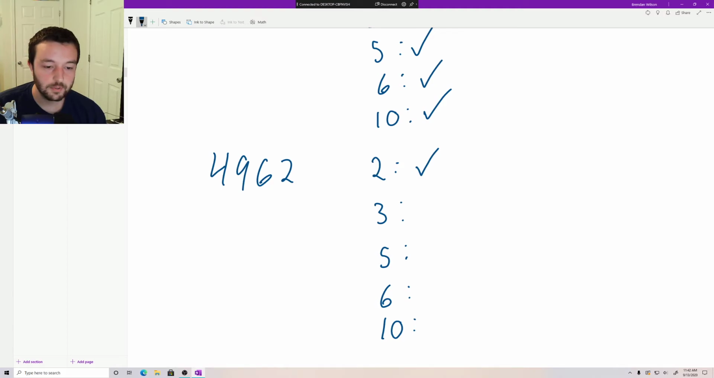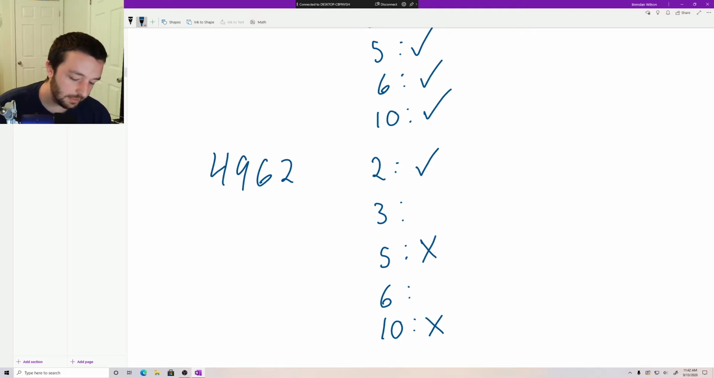For 5, I'm just doing the ones we can do visually first. Does it end in 5 or 0? No, it ends in 2. So it's not divisible by 5. If it's not divisible by 5, it can't be divisible by 10 either. And you can also just check it doesn't end in 0.